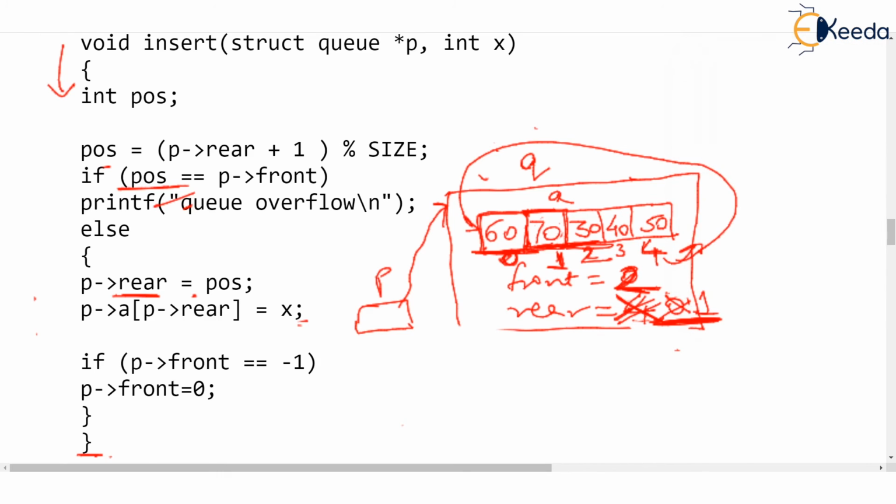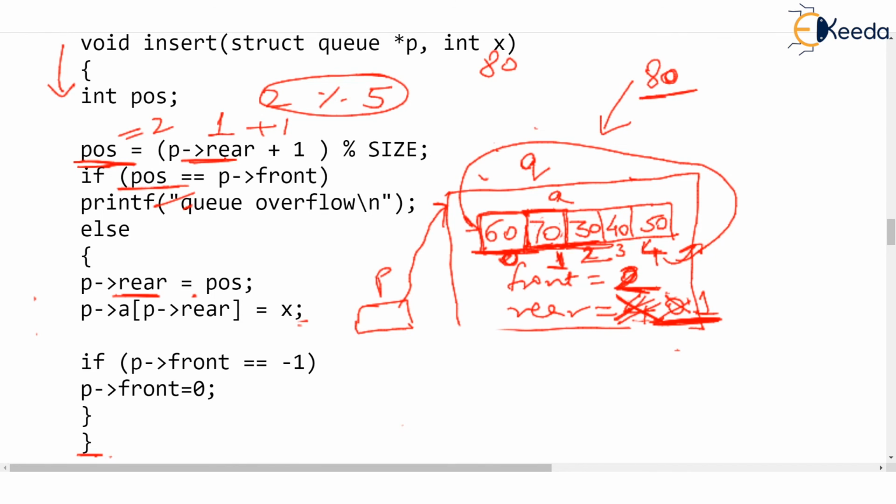What will happen? If you are inserting 80, what will be the pos calculated? Yes, pos will be 1 plus 1. Check the rear in the box. Rear is 1. So 1 plus 1, that's 2. 2 % size, size is 5. 2 % 5 is 2. So the position of insertion is 2. That means you have a plan of inserting 80 at the second place. But the second place is the place of the front. Watch, that front is 2.